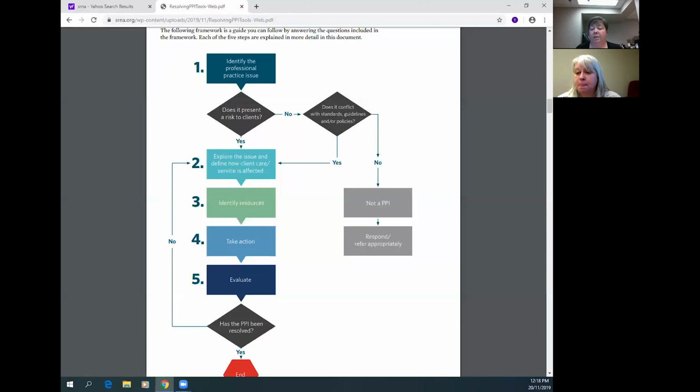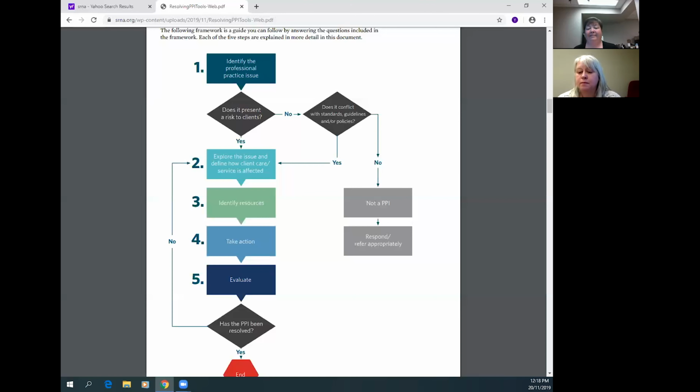Yeah, I was just looking at the organizational chart in Appendix C, and that one helps you to sort of figure out what that chain of command is in your organization, who your supervisor is, your manager, your director, those kinds of things.